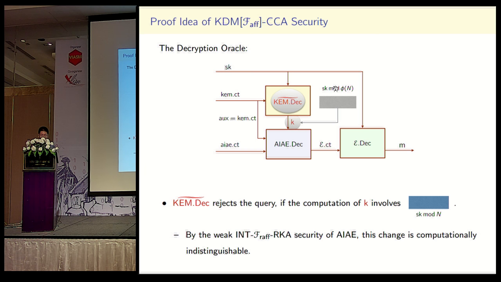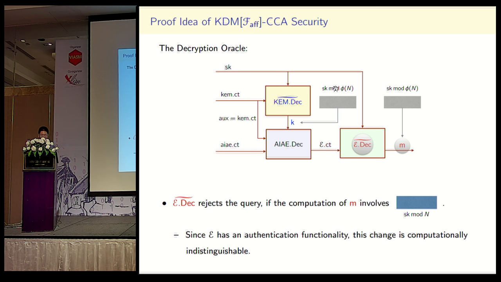First, the decryption of KEM is changed to KEM tilde, which rejects the decryption query if the computation of K involves the blue part. By the weak INT-RKA security of our AIAE, we can show this change is computationally indistinguishable. Then we change the decryption algorithm of E to E bar, and it will reject the decryption query if the computation of M involves the blue part. And thanks to the authentication functionality of our building block E, we can show this change is also computationally indistinguishable. So now the decryption oracle does not use the blue part SK mod N anymore.